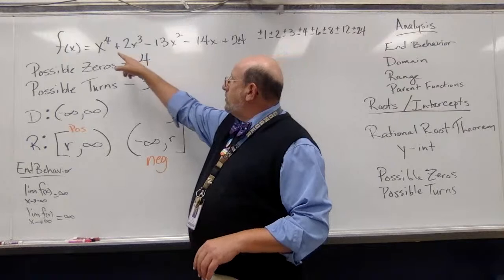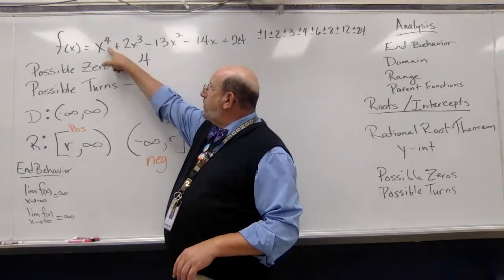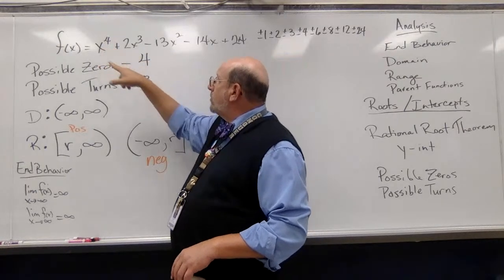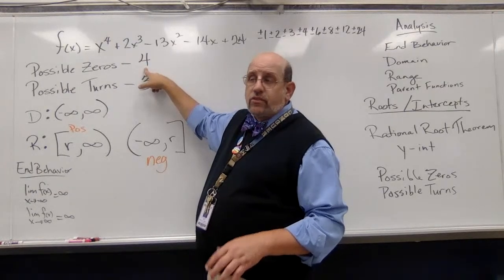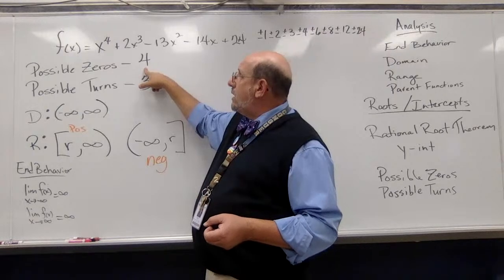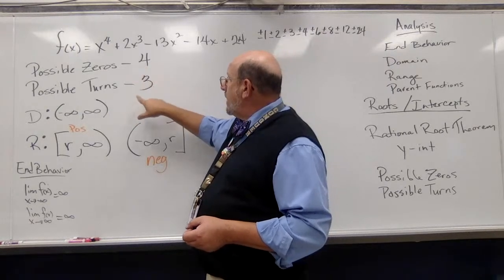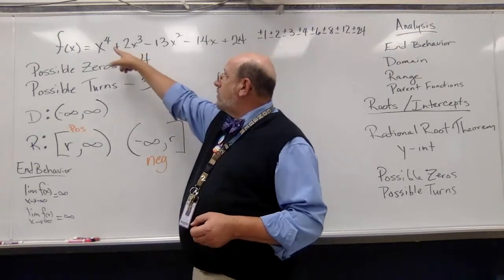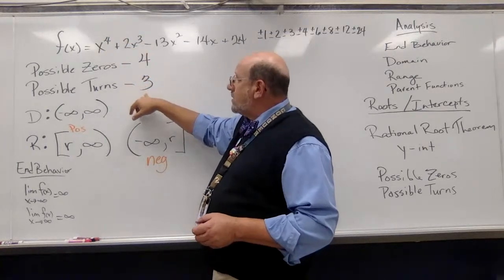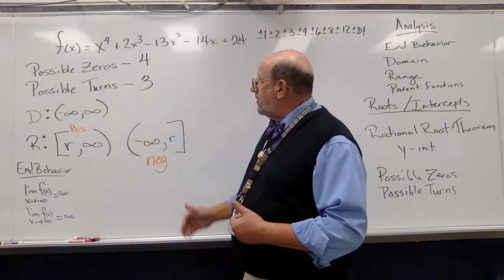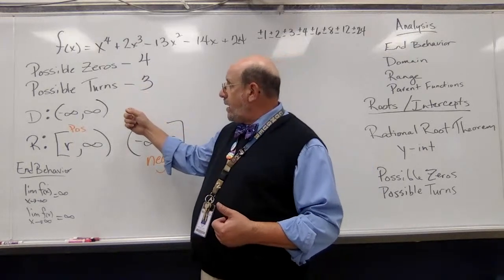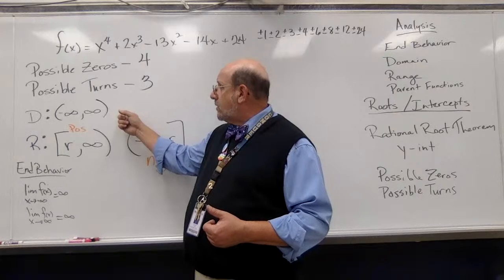How many possible zeros are there in this function? Well, it has a degree of 4, so there might be 4 zeros of this function. It may cross the x-axis 4 times. And then we just take that degree and subtract 1. That tells us how many possible turns there are. And that makes sense if you just draw. I did display that in class.